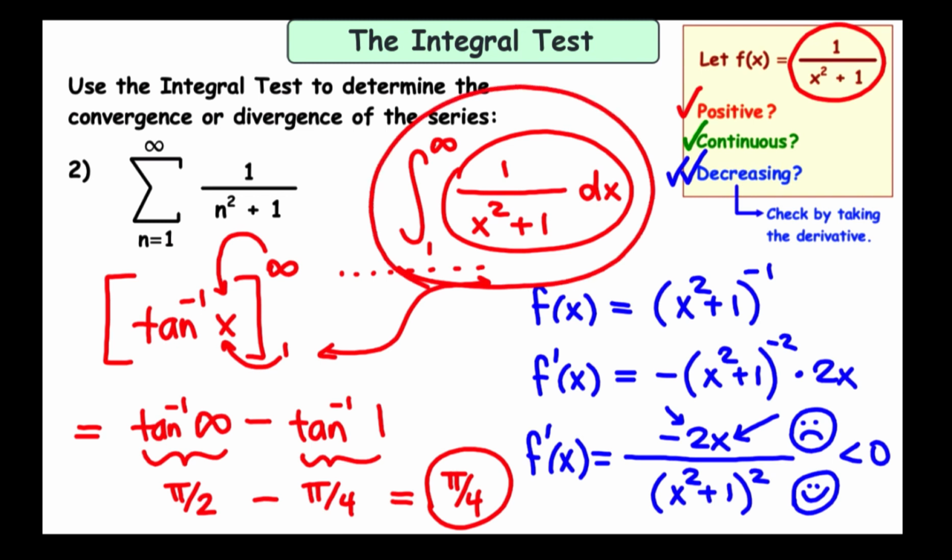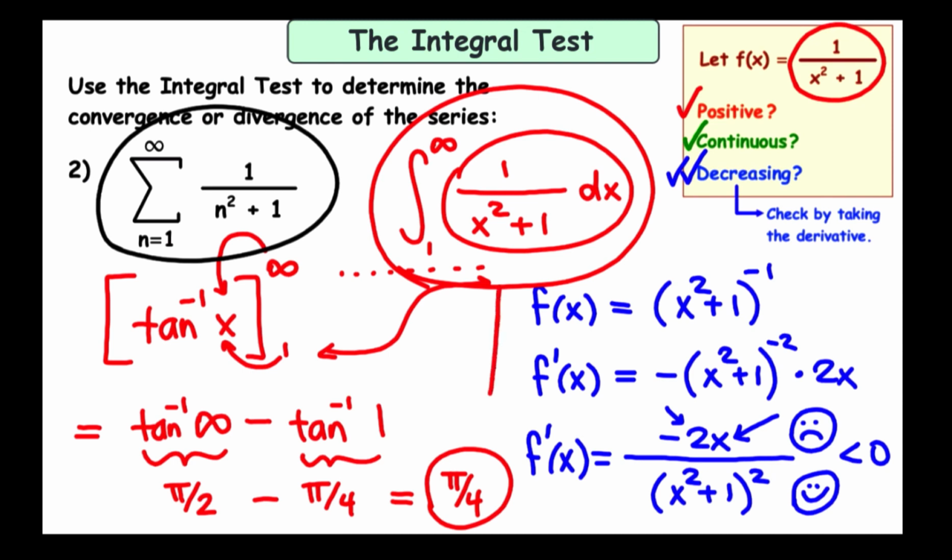Since the integral converges, that means that the sum also converges. They both behave the same way. That's what the integral test says. Now, one really important note, I'm going to pound this: they don't converge to the same thing. Let me repeat, they do not converge to the same thing.